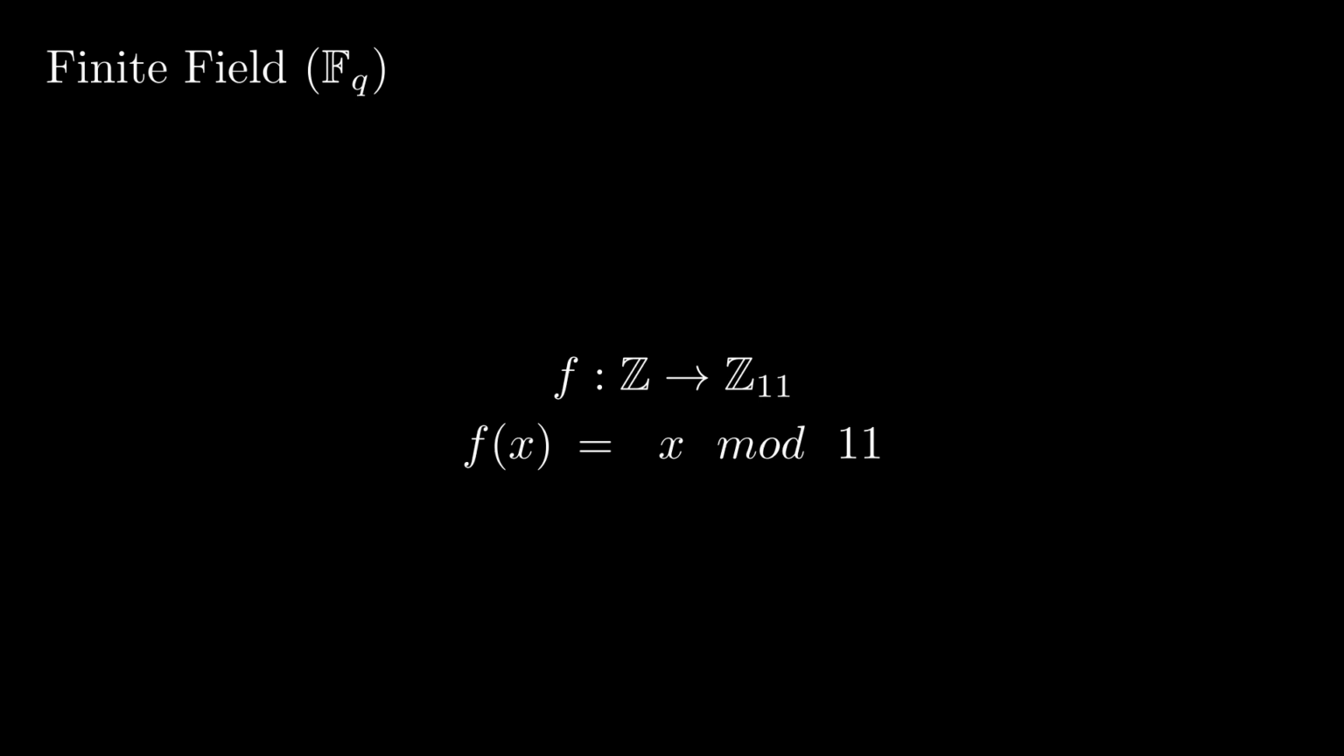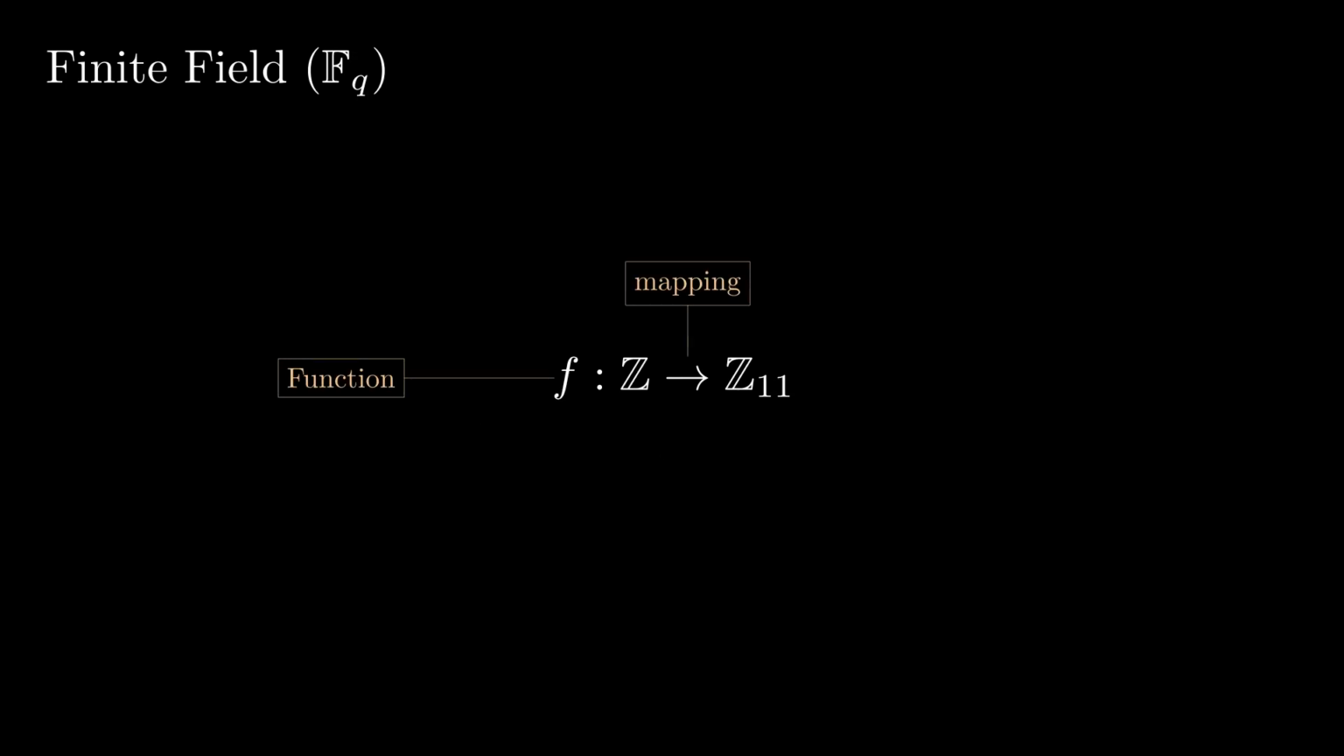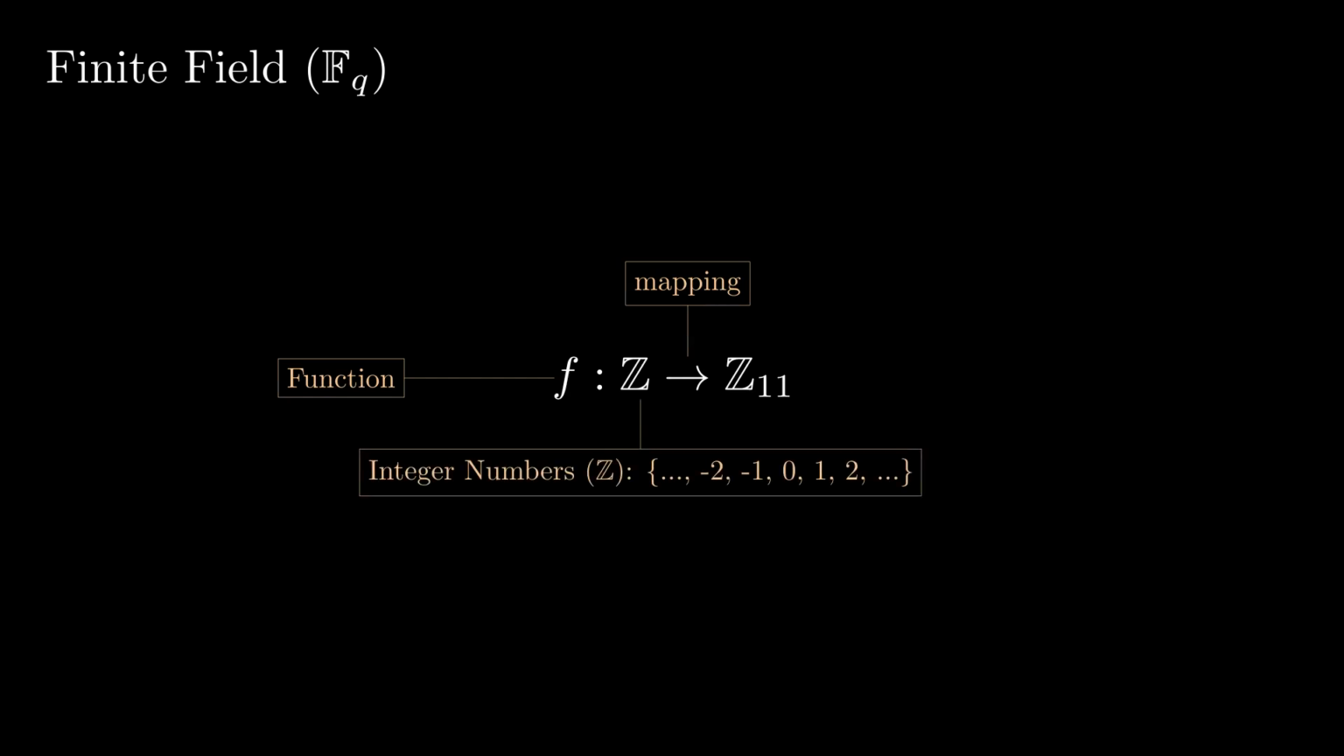Let's begin our journey into finite fields by introducing a simple yet powerful mathematical function, f. A mathematical function is like a rule machine. It takes each input from one set, called the domain, and produces exactly one output in another set, called the codomain. In our example, the function's domain is the set of all integers.